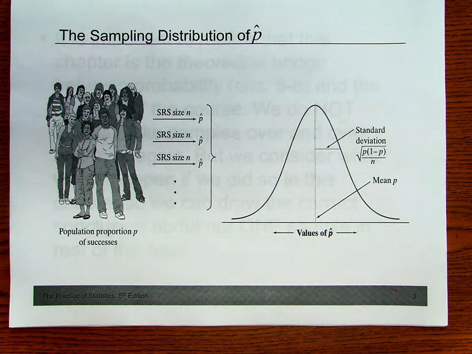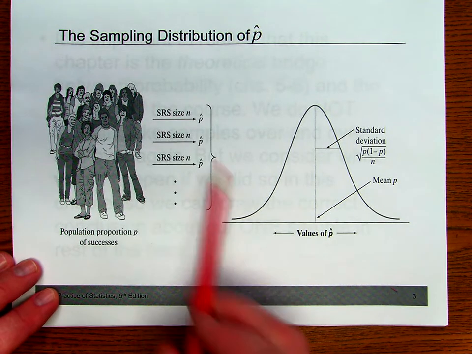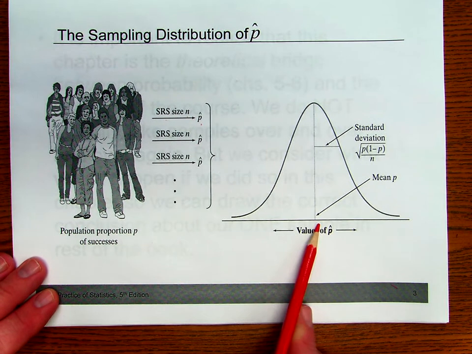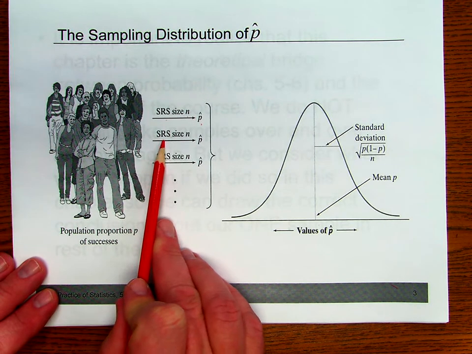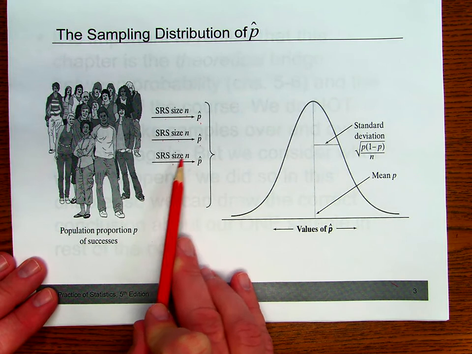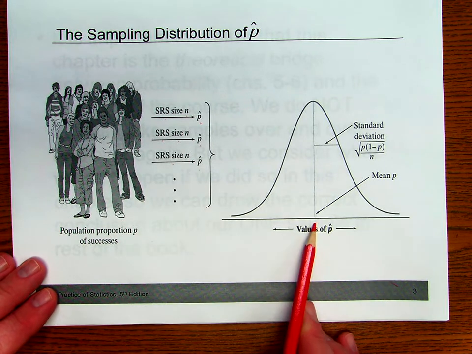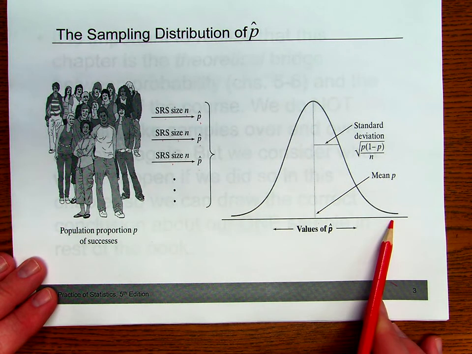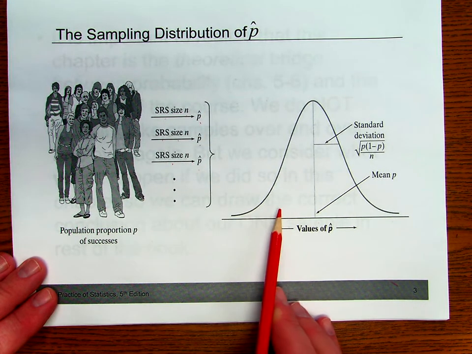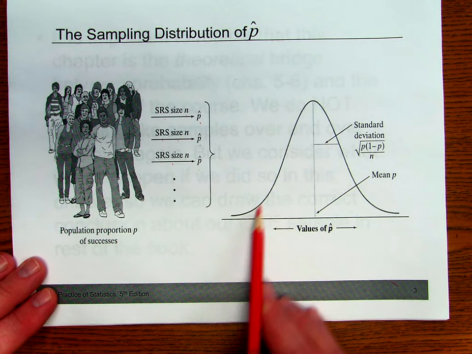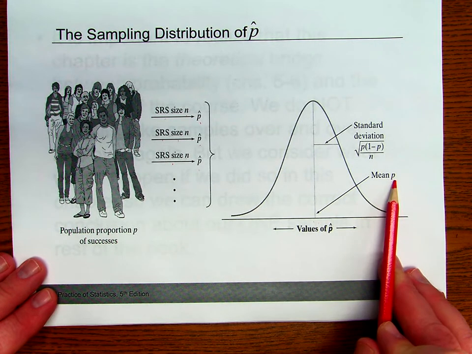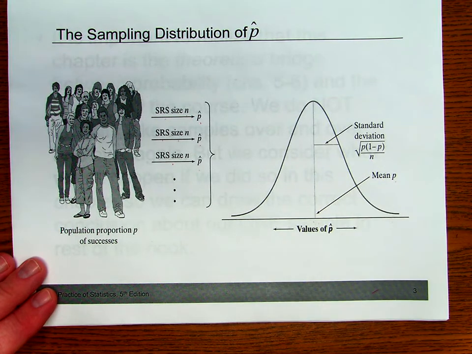All right, so here's a visual of what's going on here. You take a simple random sample of size n, you get your sample proportion, you plot it. Second simple random sample, same size, get a second proportion, plot it. Third simple random sample, size n, get the sample proportion, plot it. So if you plot the sample proportion of every possible sample of size n, you're going to get an approximately normal distribution. The mean of that distribution is going to equal the population proportion, and that's going to be your standard deviation.